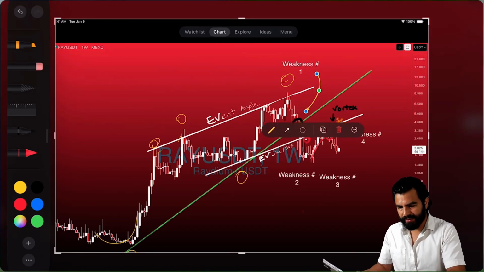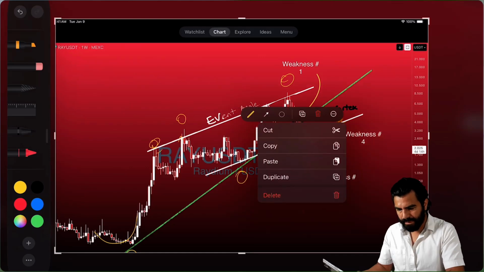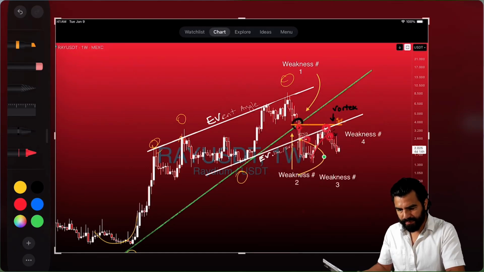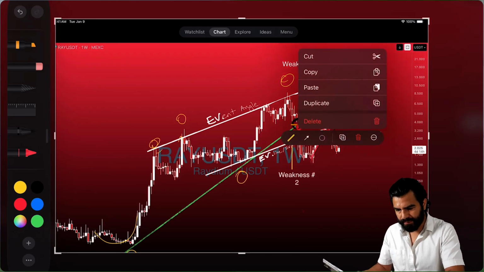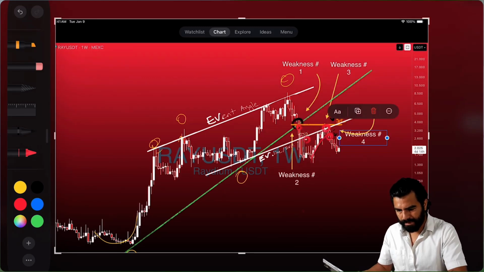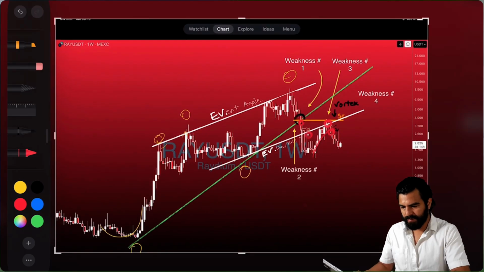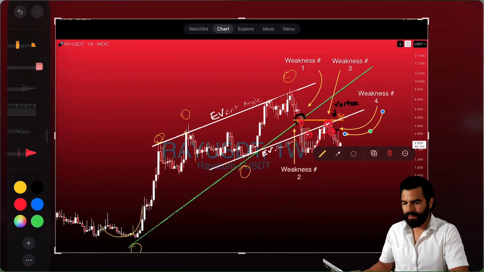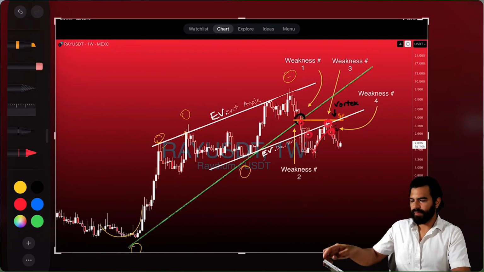Then I'll just duplicate this arrow. Weakness number 2, point it there. Weakness number 3, point it up there. Actually, it'd be better if this was on top. And finally, weakness number 4. How about that? That's better. Yeah, I like it. Okay.